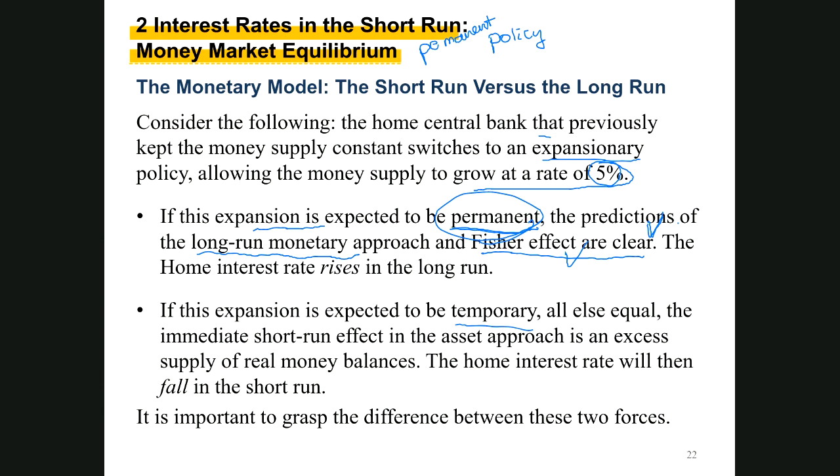But monetary policy in the short run is different. That means they will adjust their policy constantly. They probably will increase the money supply by 5% this year, increase it by 1% next year, or decrease the money supply by 1% another year. So some of the expansion in money is temporary. All else equal, the immediate short-run effect in the asset approach is an increase in the supply of real money balances. The home interest rate will then fall in the short run.